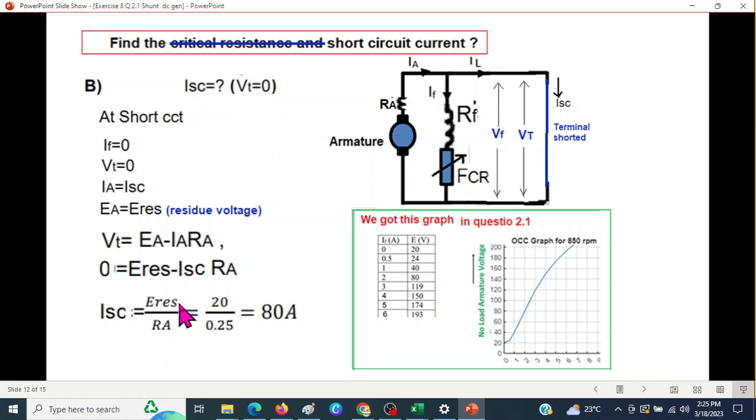Now, how much is E residue? There are two ways to look. If we look at this graph at the point here, when current IF is 0, it is 20 volts, or even from the table we can see that when IF is 0, we have 20 volts. So this is the residue voltage, and RA is given in the book, it is 0.25. So I short circuit is 80 ampere.